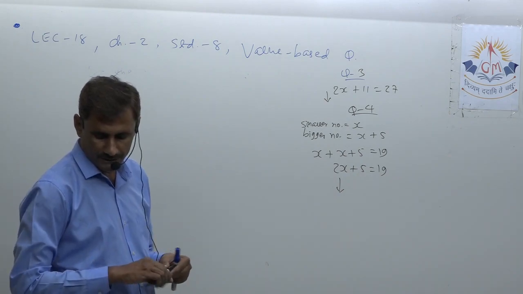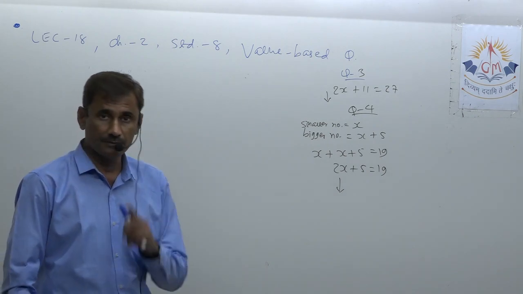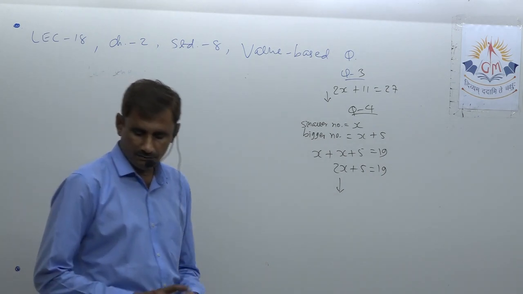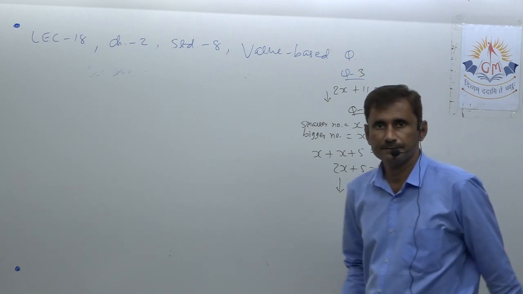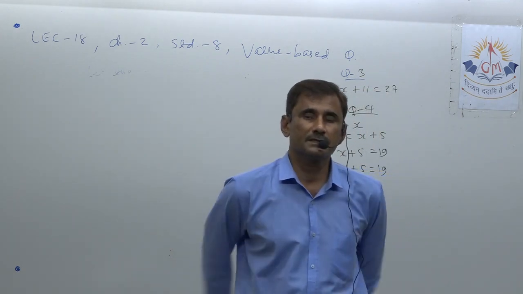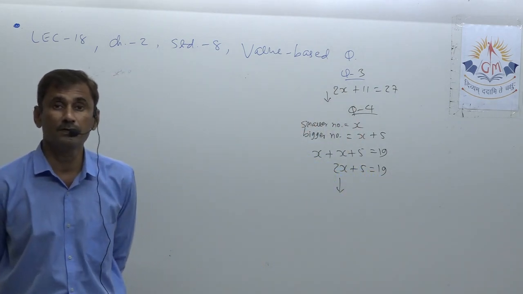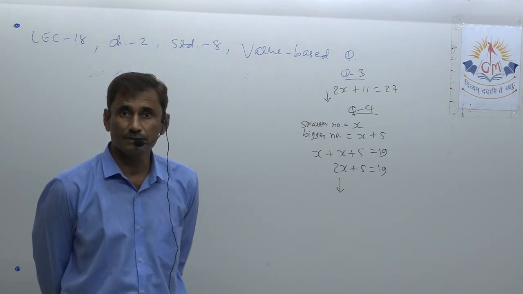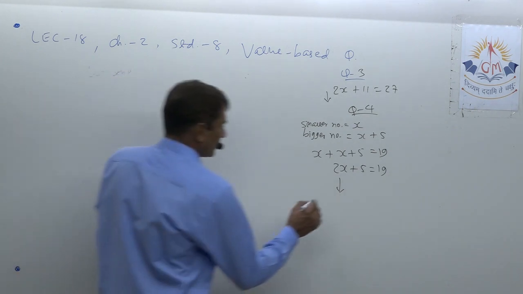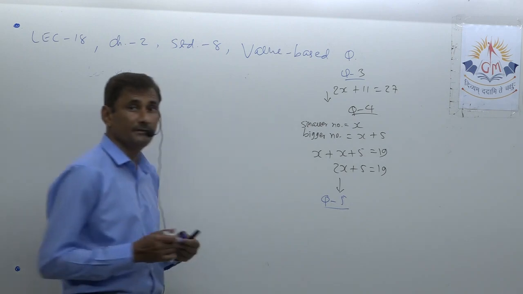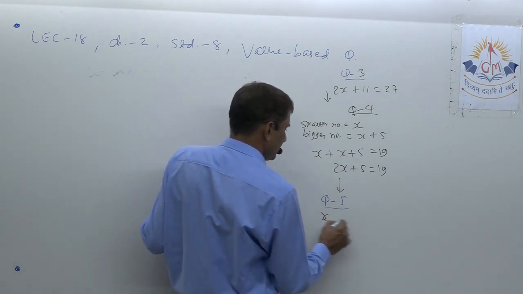Question 5. Find two consecutive numbers such that the greater number added to 3 times the smaller number makes a total of 53. Again, two consecutive numbers mean what? Consecutive means one by one, nearby numbers. Suppose 5, 6, 19, 20, 99, 100, 101, 1000, 1001, 999, 1000. They are consecutive numbers. So if you suppose any one x, then the other one will be x plus 1.